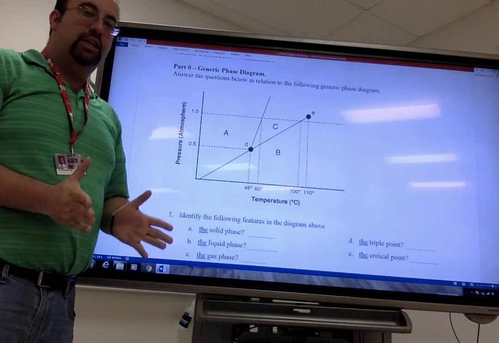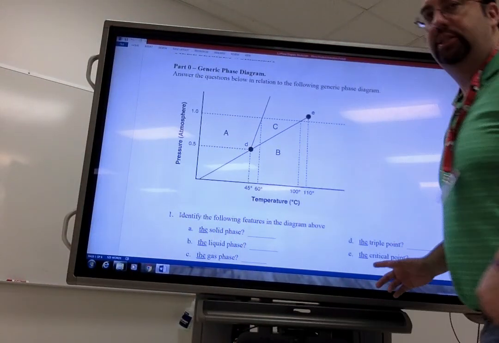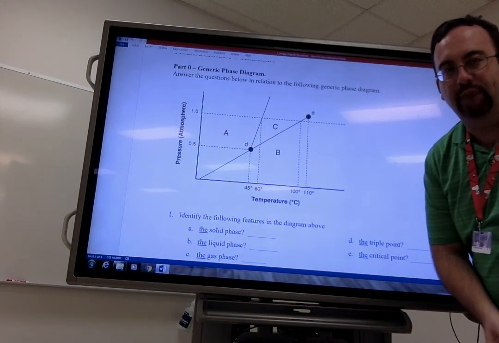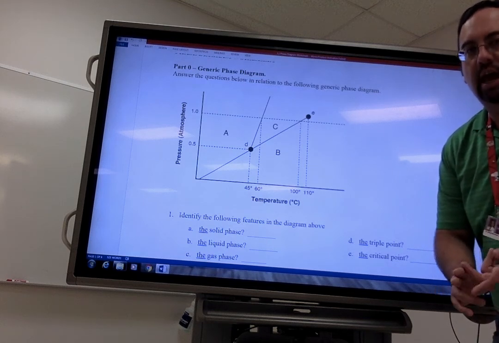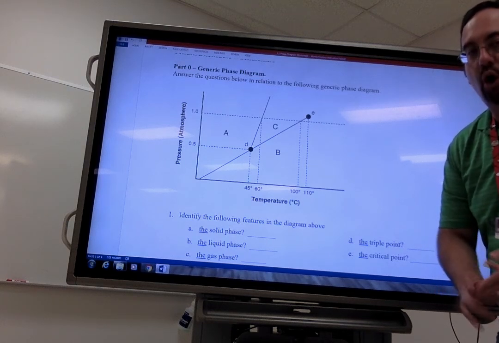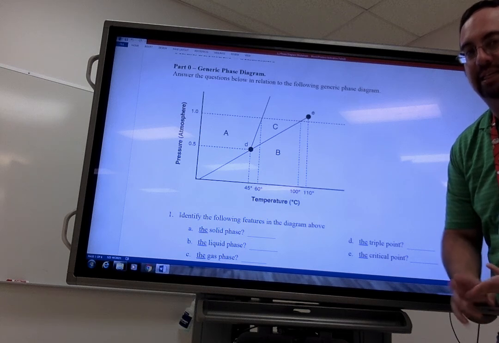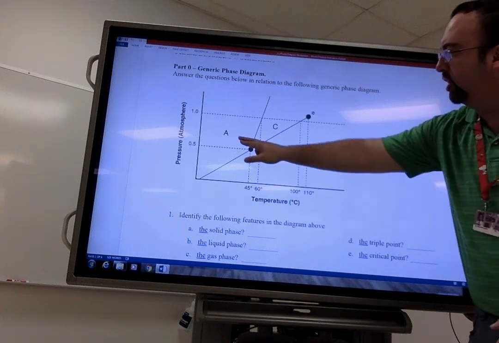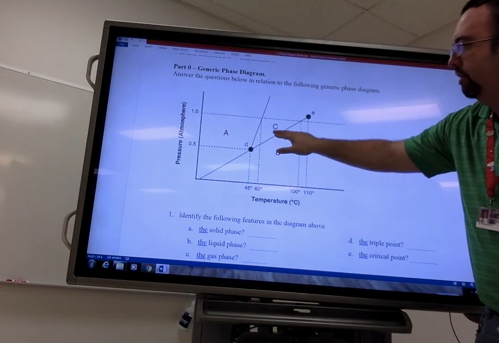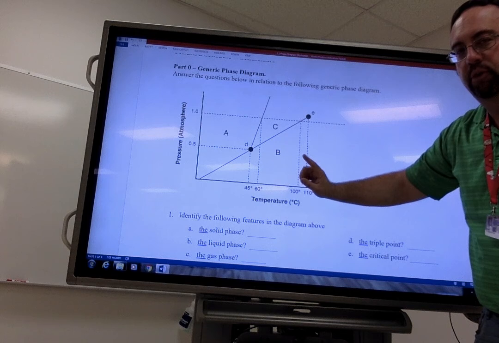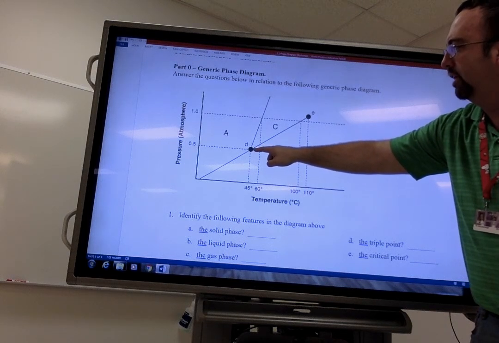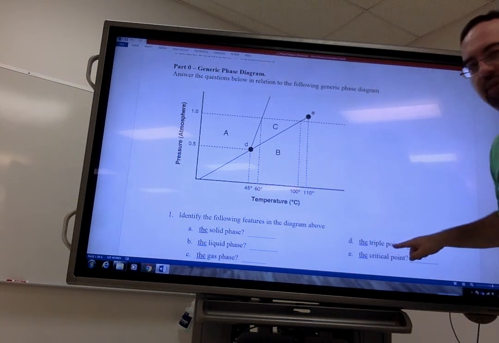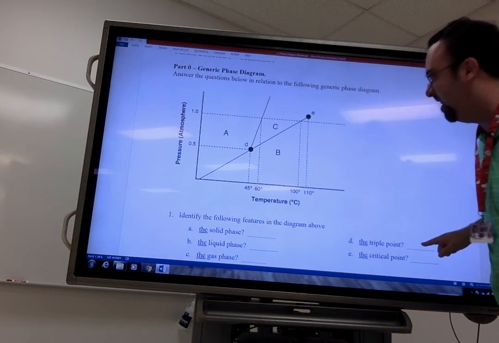All right, next we need to look for the triple point. The triple point, as you remember, is where we have the solid, the liquid, and the gas. All three phases have to exist at the same time. If we look at our graph, we've already identified that this is our solid, this is our liquid, this is our gas, and the point where they intersect is at point D. So for D, the triple point, you're going to put down a lowercase d.